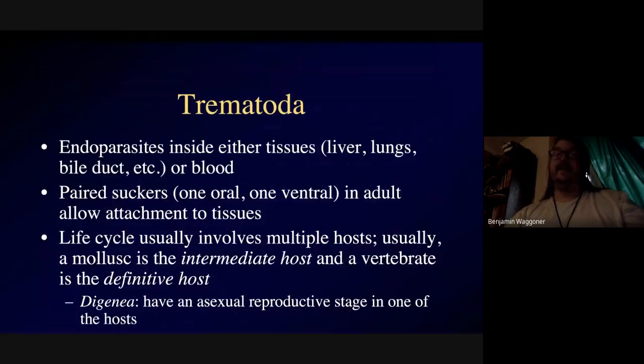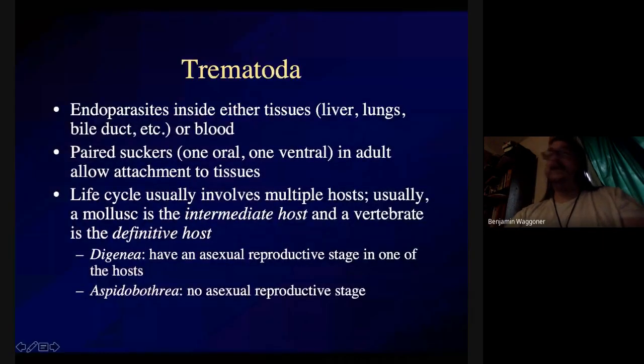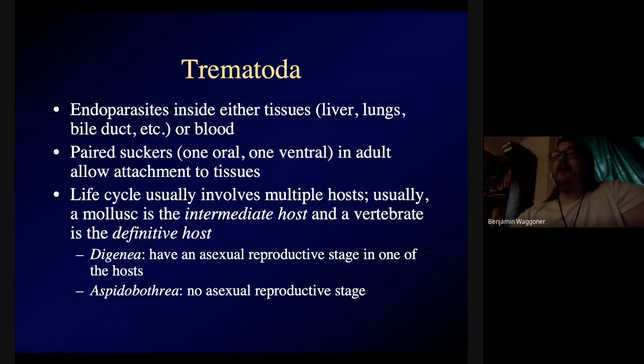Okay, there. Okay, trematodes, the first big subdivision of the neodermates, are endoparasites. They're either inside tissues or they're inside blood. Mostly inside tissues like the lungs, the liver, the bile duct. We will see some important ones that are blood parasites. They can attach to tissues because they've got suckers, one around the mouth and one on the belly, on the ventral side.